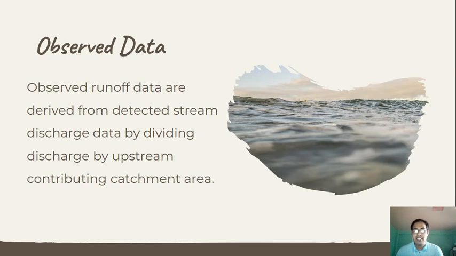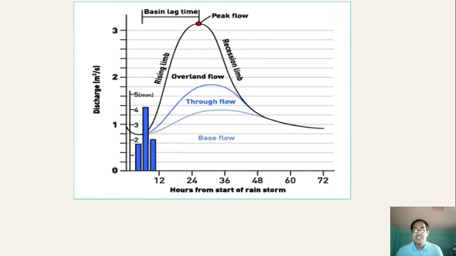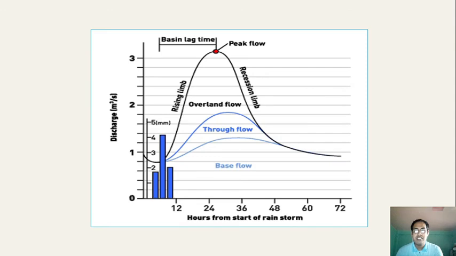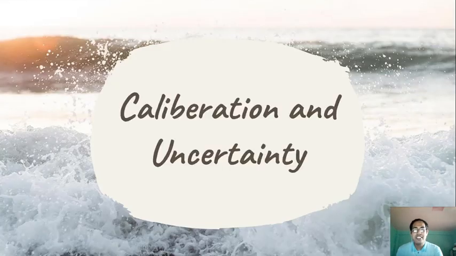Next is observed data. Observed runoff data are derived from detected stream discharge data by dividing discharge by upstream contributing catchment area. So this is the graph of observed data. It shows a hydrograph of observed discharge data separated into model components of base flow, through flow, and overland flow.